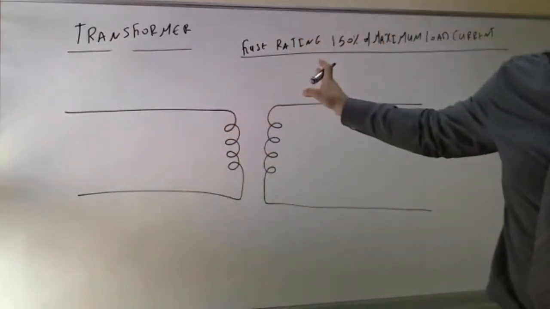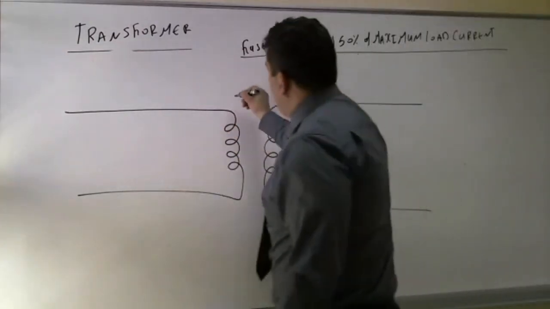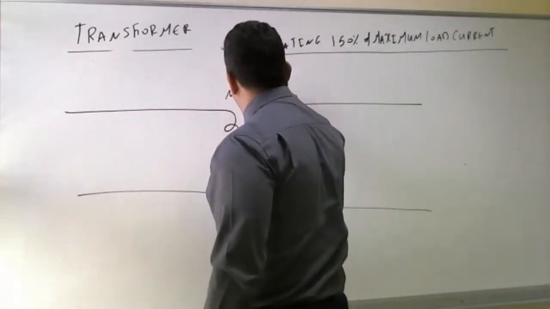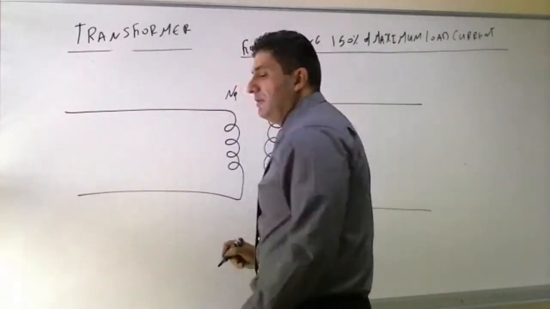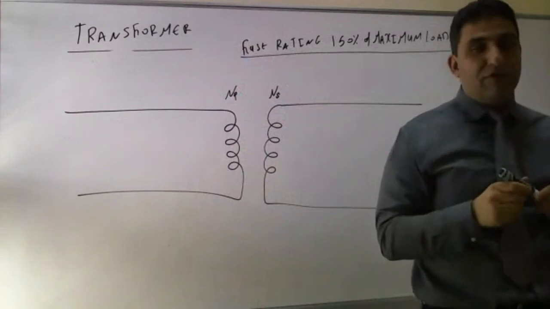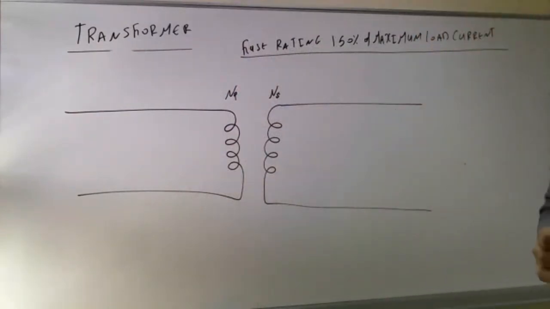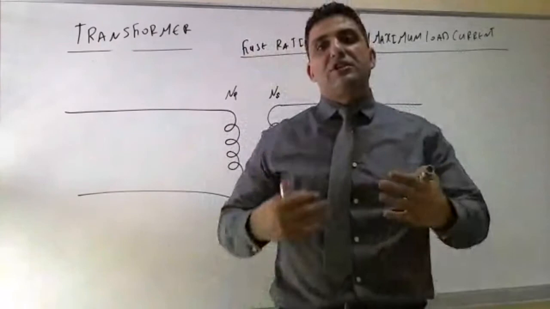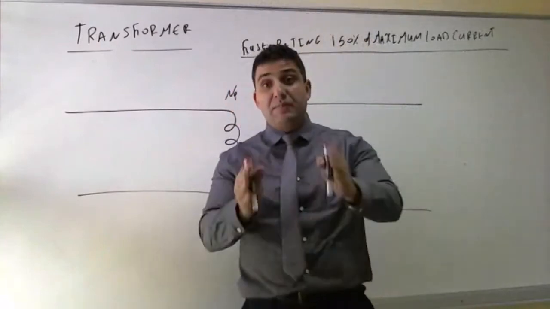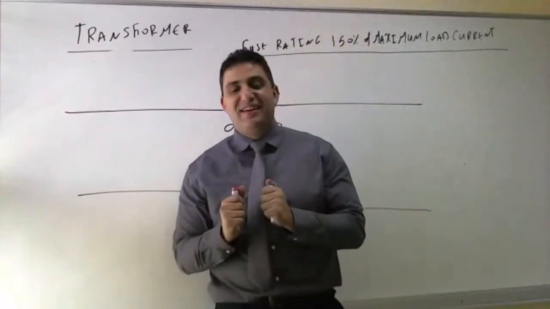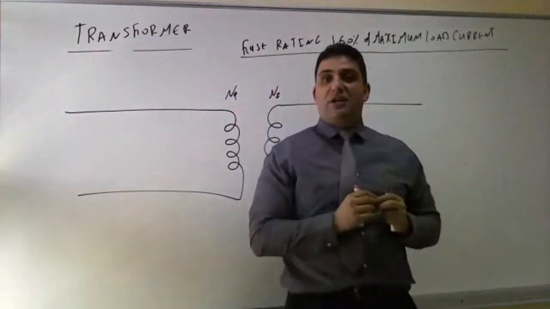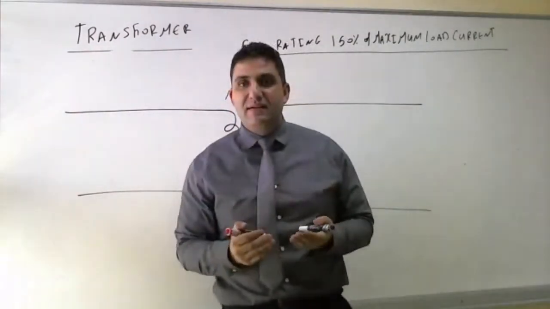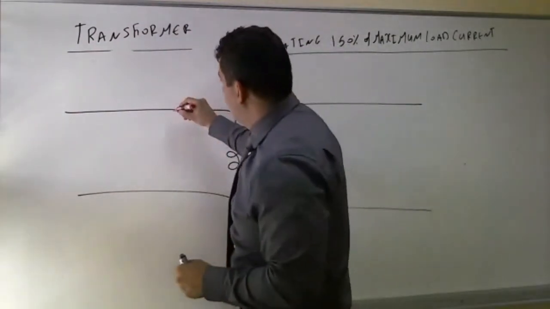That's our transformer. I have N1 and N2, the number of turns of the primary and secondary of the transformer. Now, the percentage differential protection concept or relay is based on CT. As we learned in the CT chapter, where do we place the CT? We place it here.